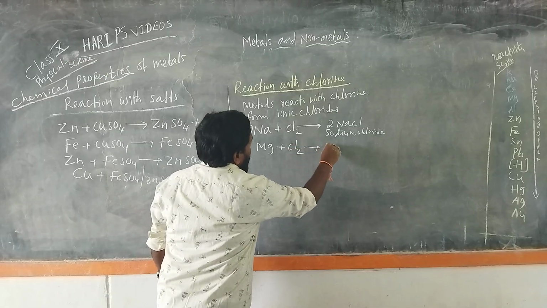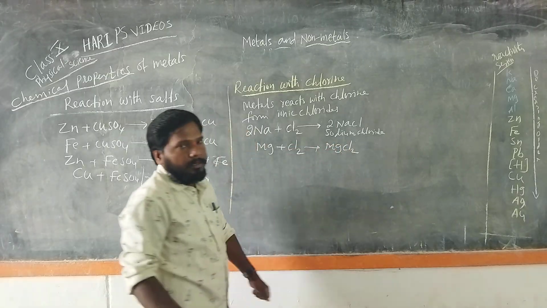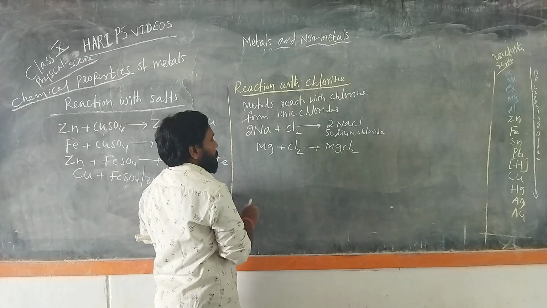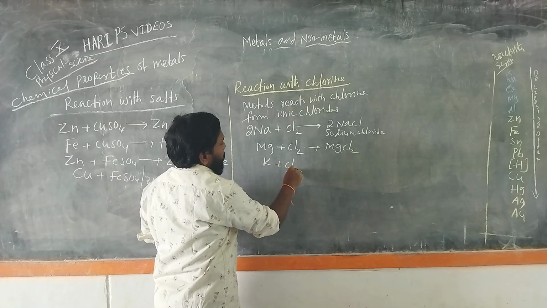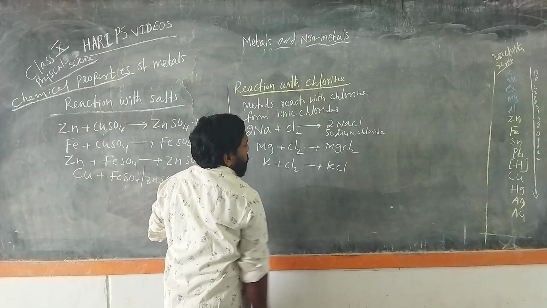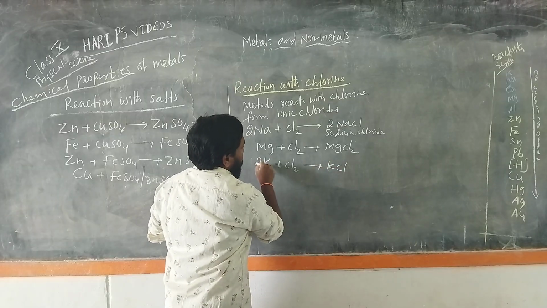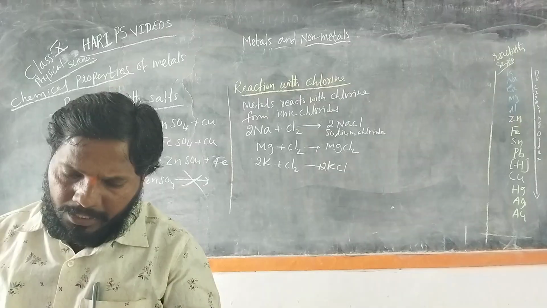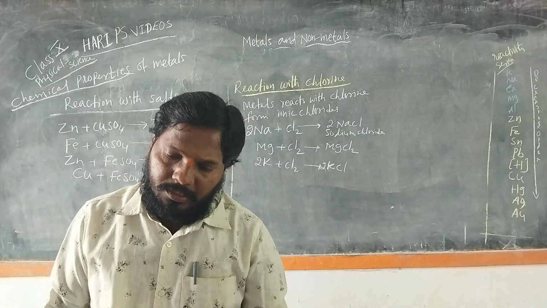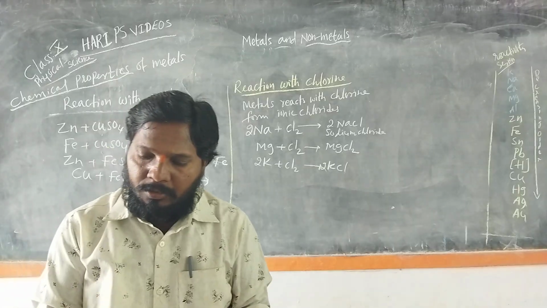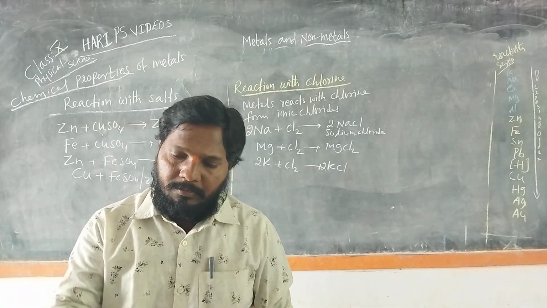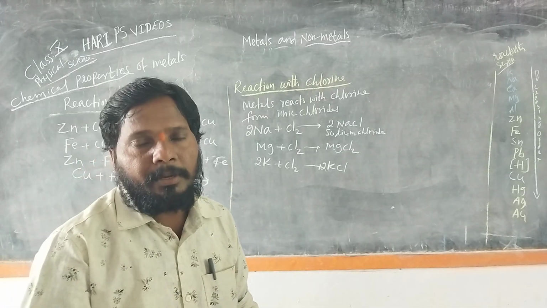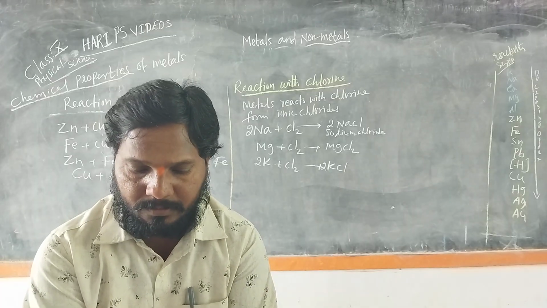Similarly, magnesium reacts with chlorine, it gives magnesium chloride. Then potassium reacts with chlorine, gives potassium chloride. Similarly, iron, copper, zinc, aluminum, magnesium, all metals, when they react with chlorine, form their respective metallic chlorides. These metallic chlorides are called ionic compounds.